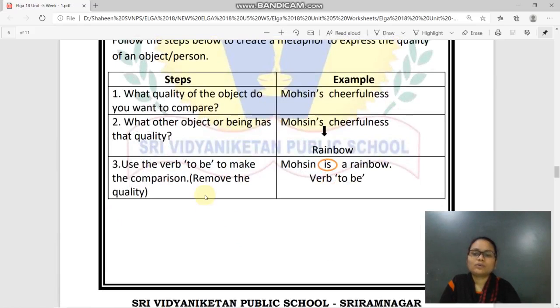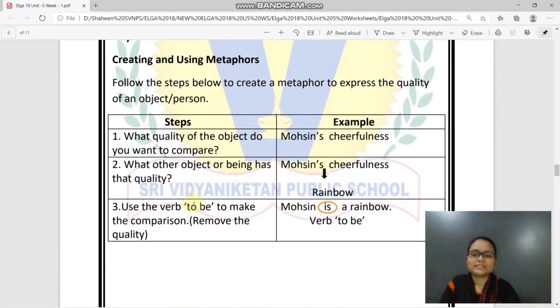Step 3. Use the verb to be to make the comparison, remove the quality. So children, here you are supposed to use to be verbs. The present tense of to be verbs are am, are, is. You can see here the to be verb is already used. So Mohsin is a rainbow. You can see here the circle is done, no, children. So that is the to be verb, and you are supposed to remove the quality. So this is how creating and using metaphors is done, children.